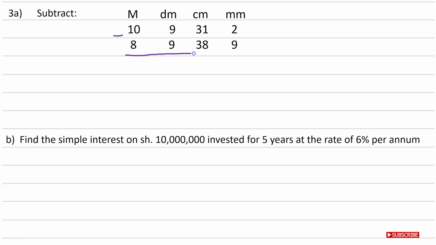And now for 3a, we're told to subtract these two measurements. So what we need to do is know what's going on here. So we got meters, decimeters, centimeters, and millimeters. To go from meters to decimeters, we need to multiply by 10. And to go from decimeters to centimeters, we need to multiply by 10. And from centimeters to millimeters, we need to multiply by 10.